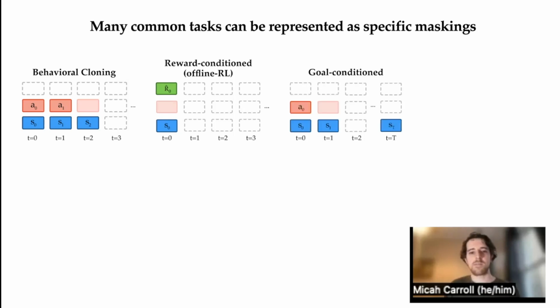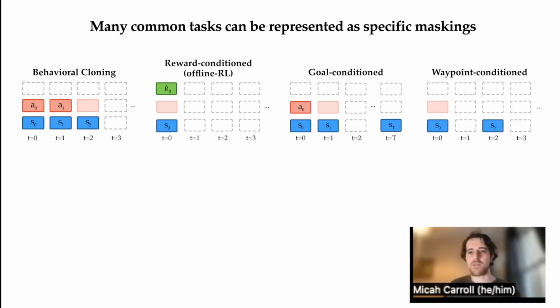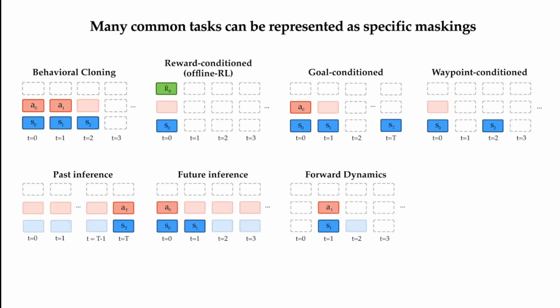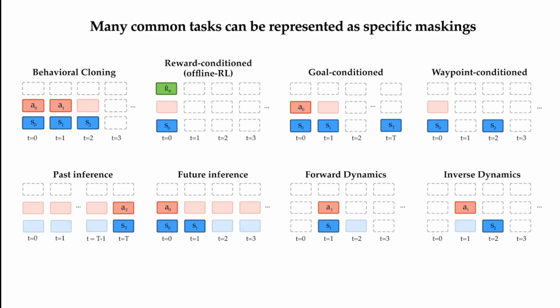So you also mask everything in the future except for the final state. And what you're basically training your model to do is to predict actions that are going to lead to that final state, essentially. And this can also be applied for waypoint conditioning, past inference, future inference. You can also express forward dynamics or inverse dynamics as maskings. And so any inference task one can think about can essentially be expressed as a masking in a very flexible way in this type of paradigm.